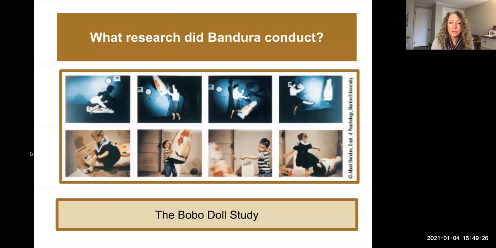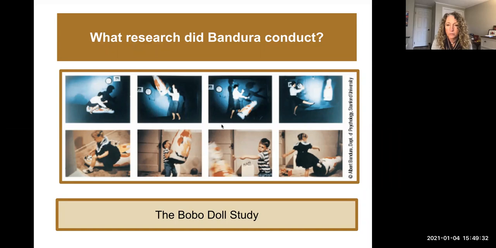And they started to use other props, like they picked up other toys, and if they saw the aggressive model, they actually started using those toys to act aggressively to the Bobo doll. So they concluded with that research that, especially children, are going to imitate and model what they observe, what they see other people doing.